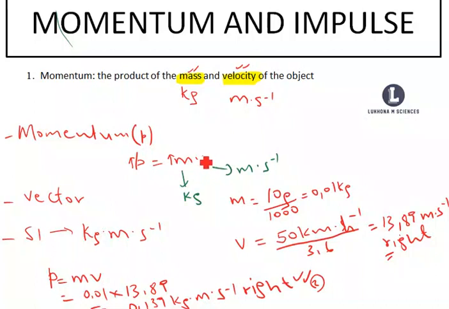Then another factor that affects the momentum of an object is the speed. The object that is moving fast, it is not easy to stop it because it has a greater momentum, meaning that if the speed is increasing, so does the momentum, meaning that the momentum will increase also, right? Let's go to the example.